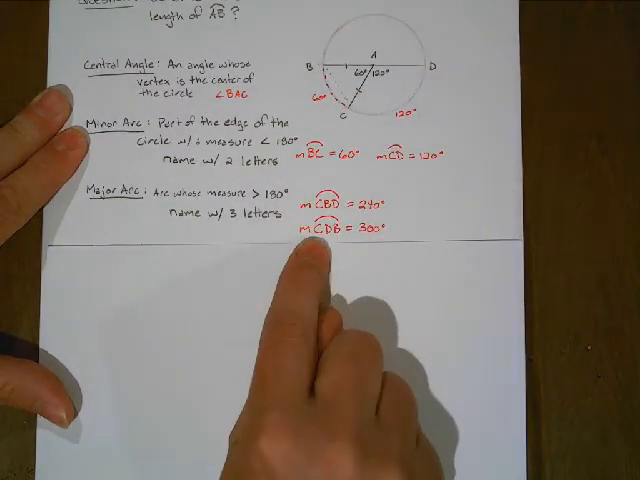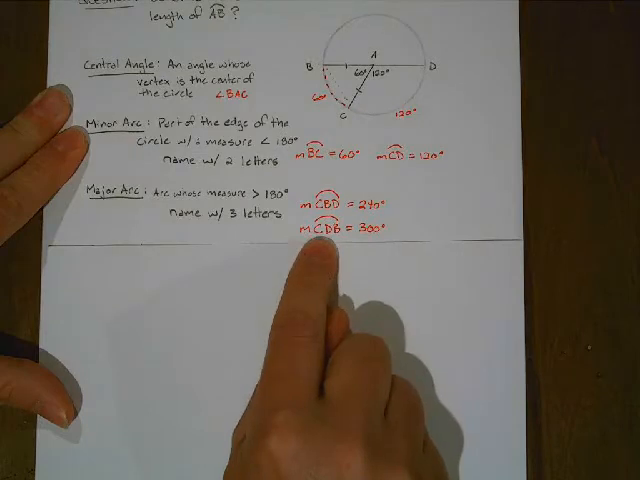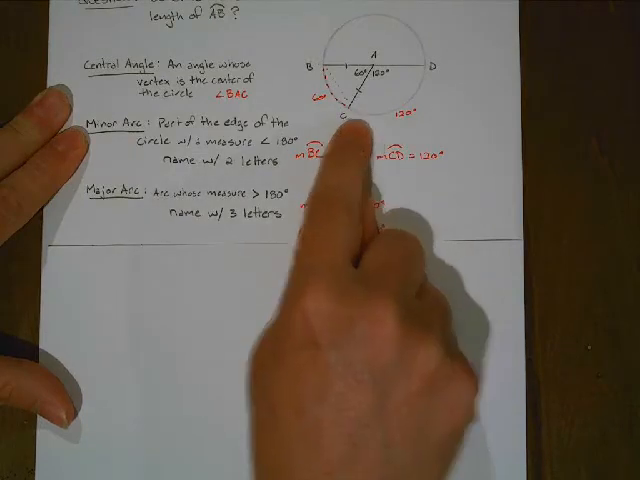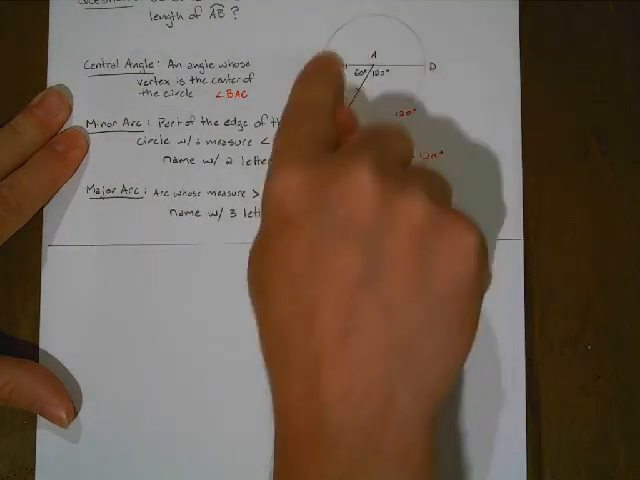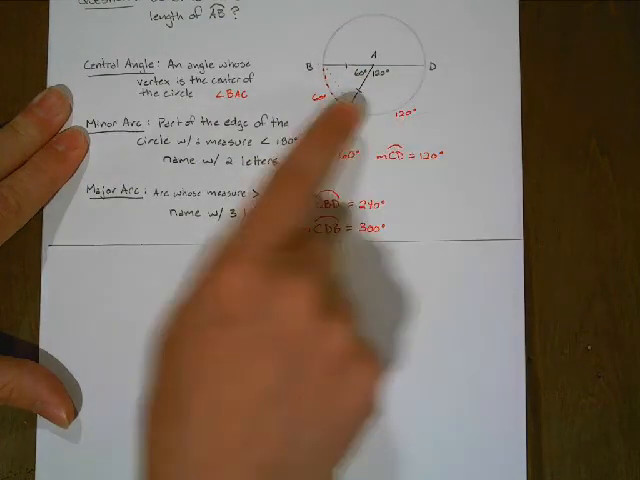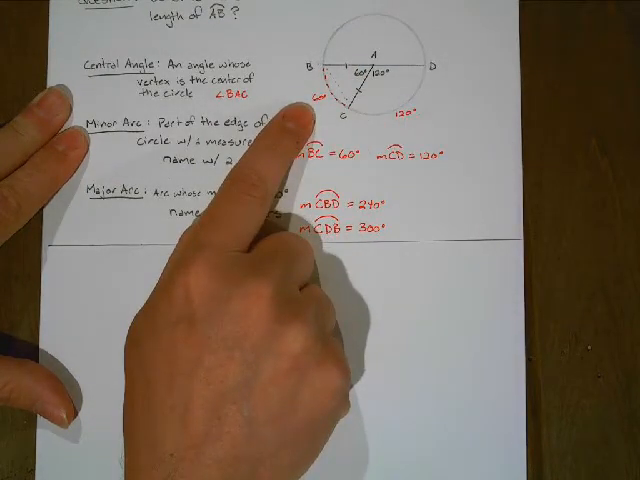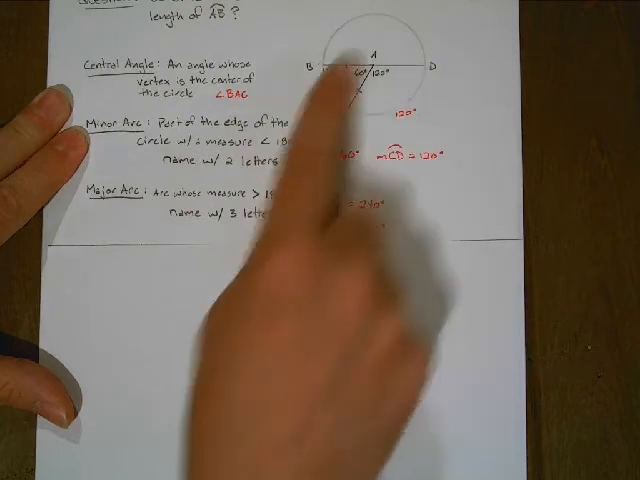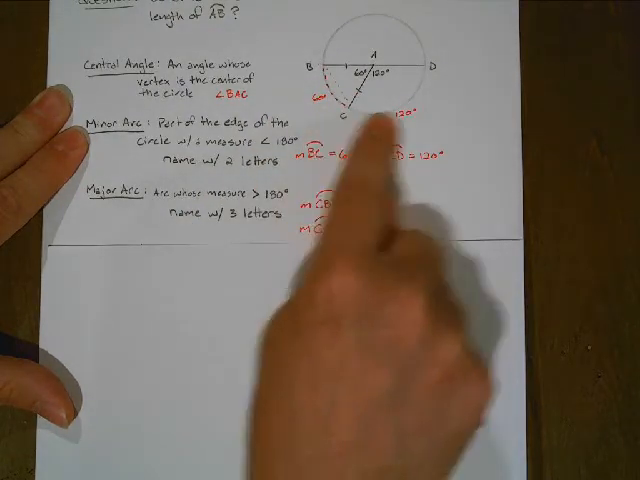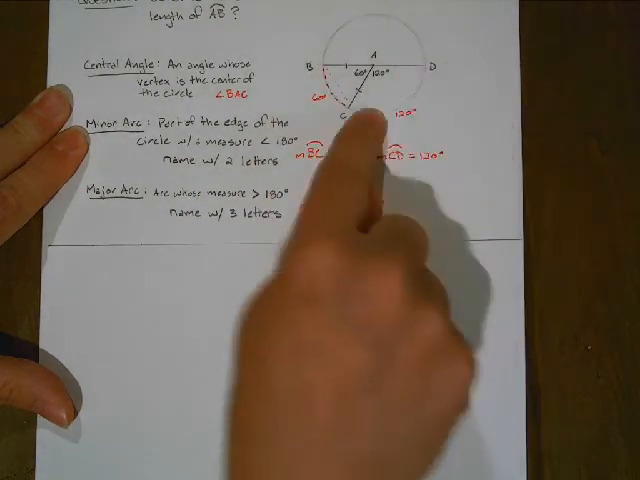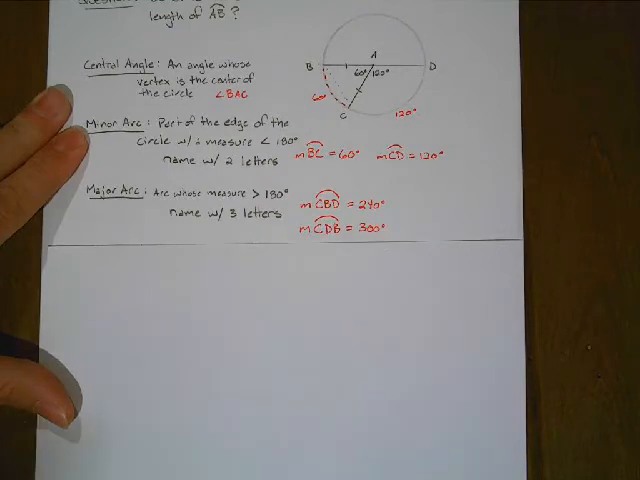If I wanted to find the measurement of major arc CDB, that's everything out here except for this 60 degree angle. So 360 minus 60, that means all of this out here would be 300 degrees.